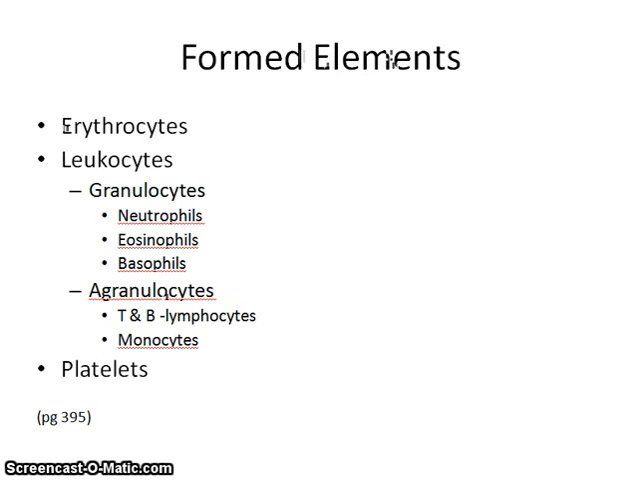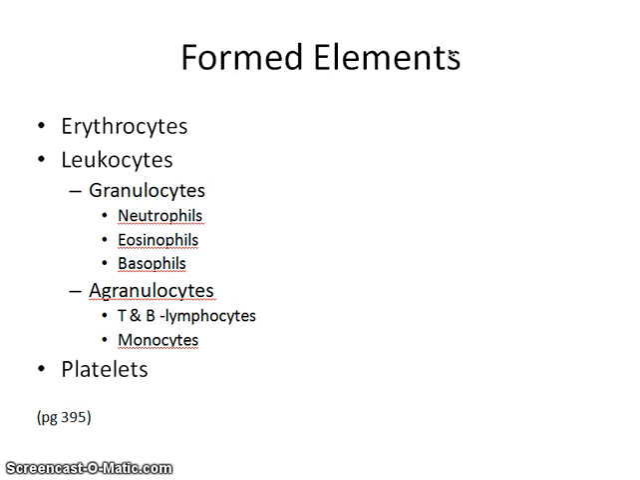The formed elements are grouped into these categories. We have erythrocytes, leukocytes, and platelets. So let's break those words apart. The last part, the cyte, that means cell, and the first part is telling you the color. So erythro means red, so erythrocyte is a red blood cell. Leuko means white, so leukocyte means white blood cell. There are 5 different types of white blood cells, and we group those into granulocytes and agranulocytes.